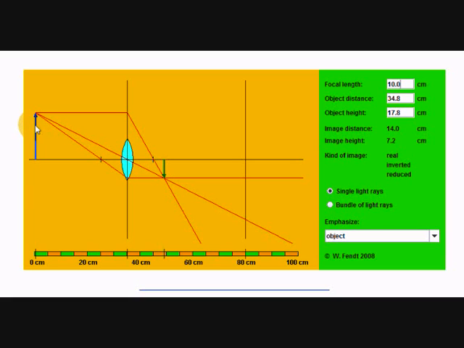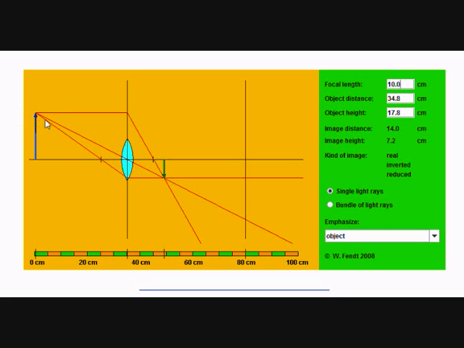However, by convention, if the image appears as a virtual image on the other side of the optic axis, i.e. on this side, then what it means is the image distance is negative. And I'll just demonstrate that by changing the object distance inside the focal length. So here we go.